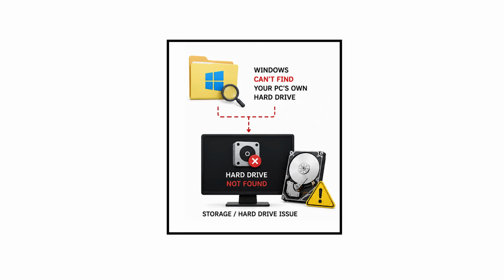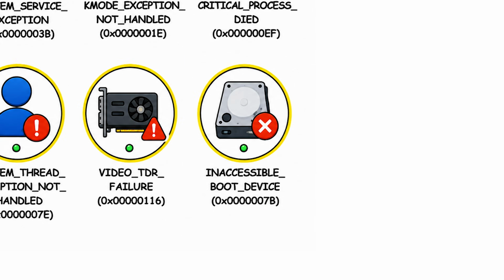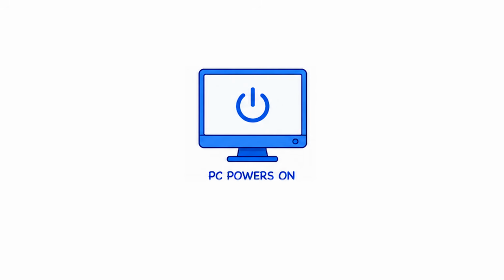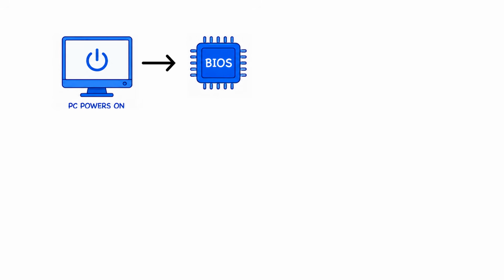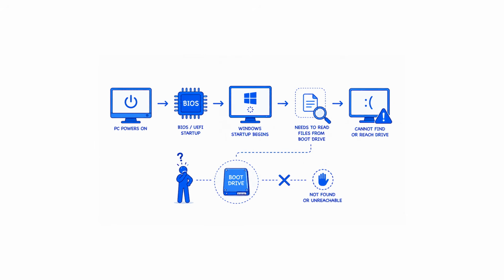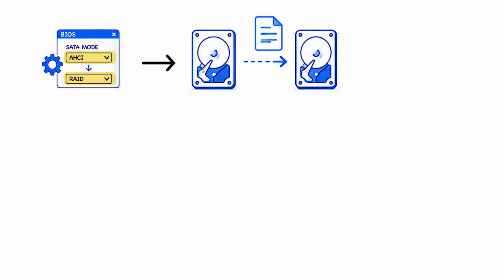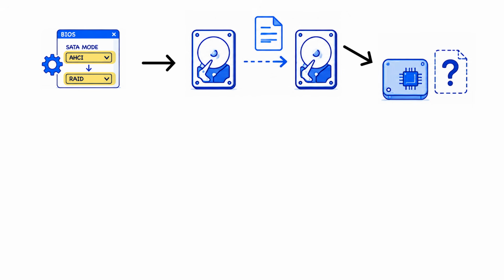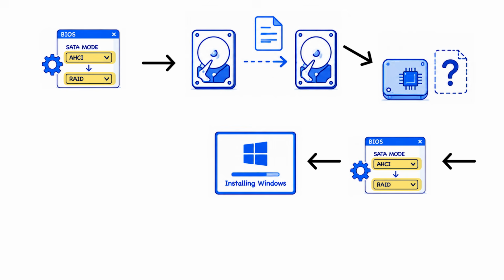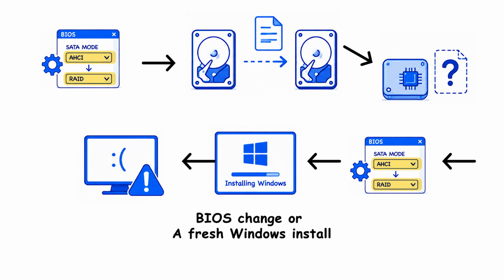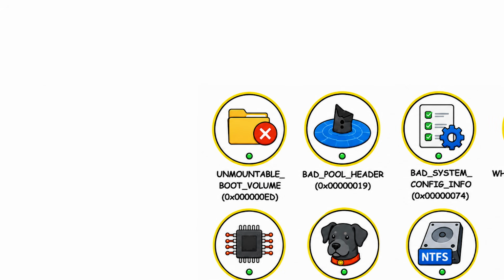Inaccessible boot device. This hits before Windows has even finished waking up. It means the system reached the point in startup where it needs to grab files off your boot drive, and it literally cannot find or reach that drive. Common triggers: switching your SATA mode in BIOS from AHCI to RAID after Windows is already installed, cloning a drive incorrectly, or a missing storage controller driver. The tell: if it shows up right after a BIOS change or a fresh Windows install, that setting is almost always the answer.